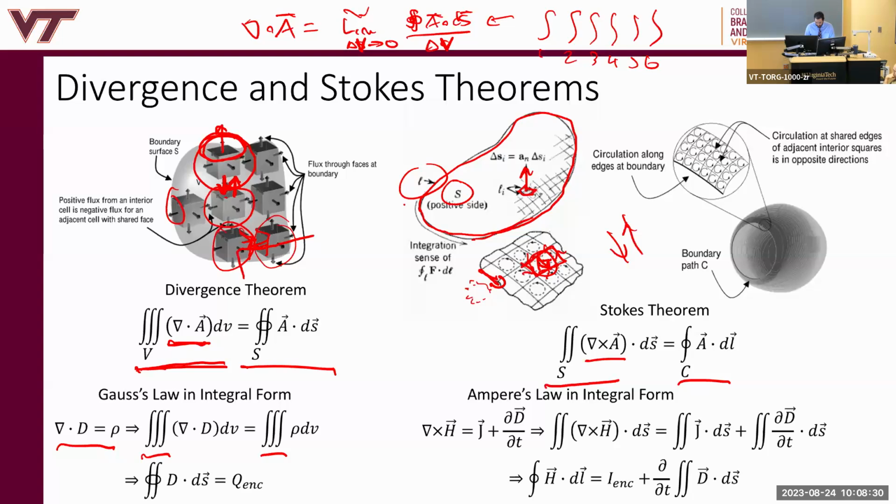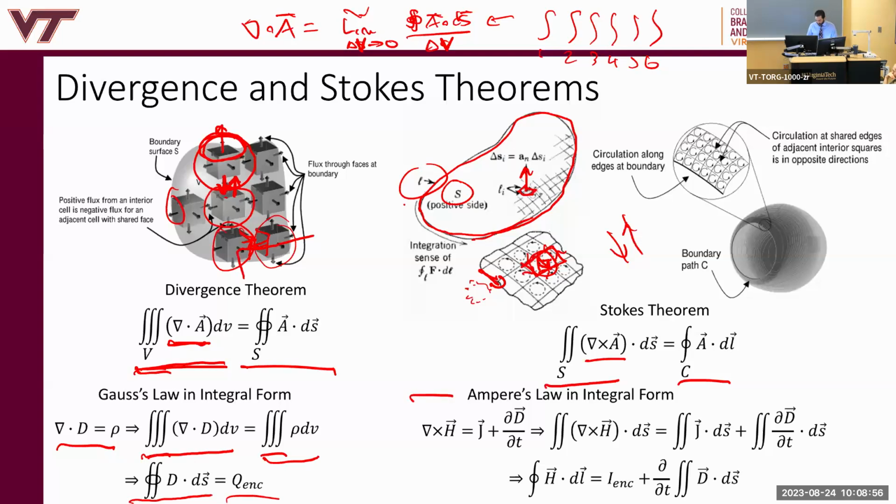Now use the divergence theorem to convert the volume integral of the divergence of D into the surface integral of D dotted with dS. And we know what the volume integral of rho dV is, because rho is the charge density with units of coulombs per meter cubed. If I integrate over a volume, I get coulombs in the end: all the charge inside of that volume, Q enclosed.